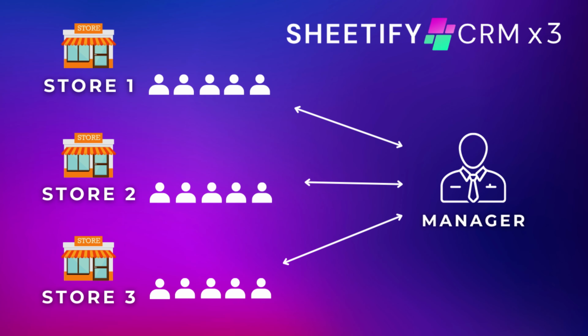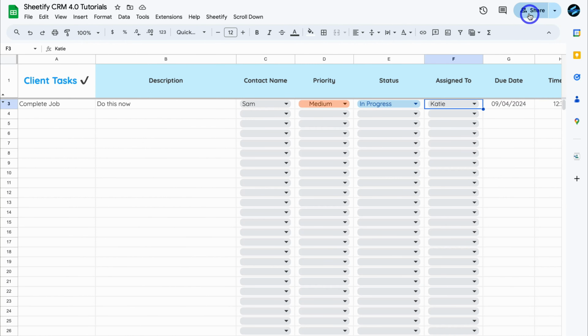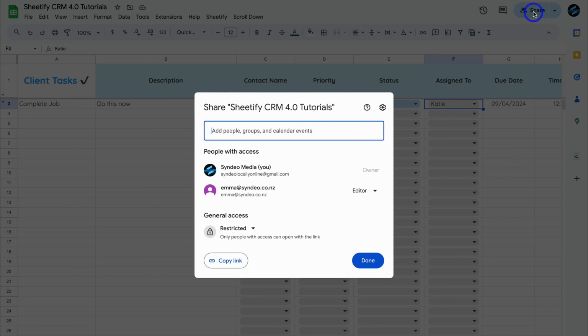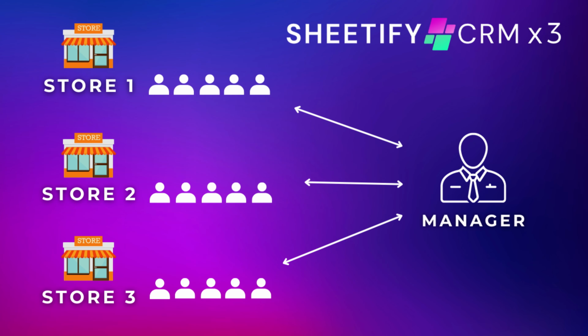For example, you could have 3 store locations, each with their own Sheetify CRM template, and each of these stores could have their own individual teams. Let's say each of these stores have 5 team members. So all you would do with each of these templates is navigate up to Share, and then with each of your Sheetify CRM templates is add your 5 team members. Then you might have one or multiple managers that have access to each of these templates.